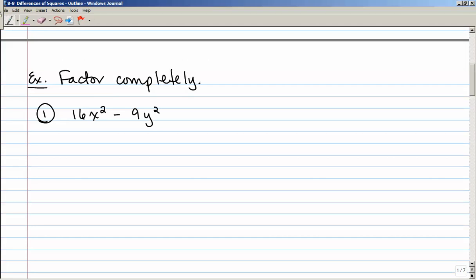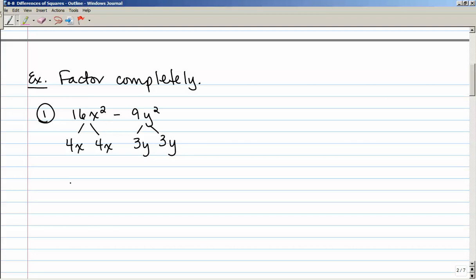Number one, factor this completely. 16x squared minus 9y squared. Notice that 16x squared is a perfect square. It factors into 4x and 4x. A perfect square is something times itself. In this case, 4x times 4x is 16x squared. There is a subtraction in the middle, and 9y squared factors into 3y and 3y, because 3 times 3 is 9, y times y is y squared.